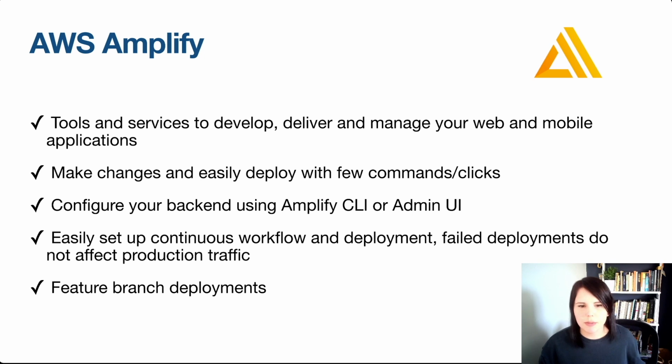You can also set up continuous workflow and deployment, and this is something that we will be doing in our demo. And any failed deployments won't affect your production traffic. You can also add feature branch deployments, which means that after connecting your first branch, you can create a new feature branch deployment and have main and develop used to test features without affecting your production.